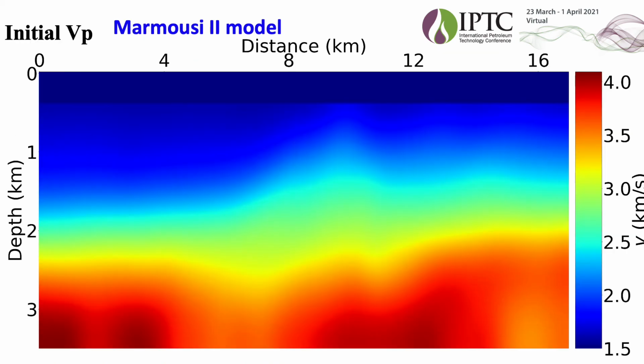That means we do not perform frequency continuation from low frequency to high frequency. Here is the initial model for the acoustic FWI. It is blurred by a Gaussian smoothing of the true VP model.